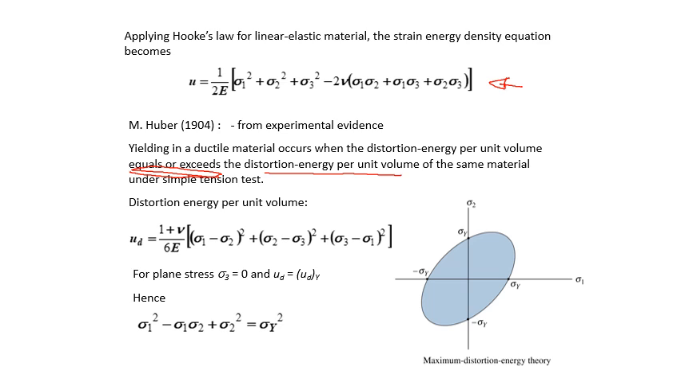So the equation up here can be rewritten as this equation here, right? And for plane stress, sigma 3 is 0. Therefore, the failure criterion then becomes this equation here: sigma 1 squared minus sigma 1 sigma 2 plus sigma 2 squared is equal to sigma yield squared.